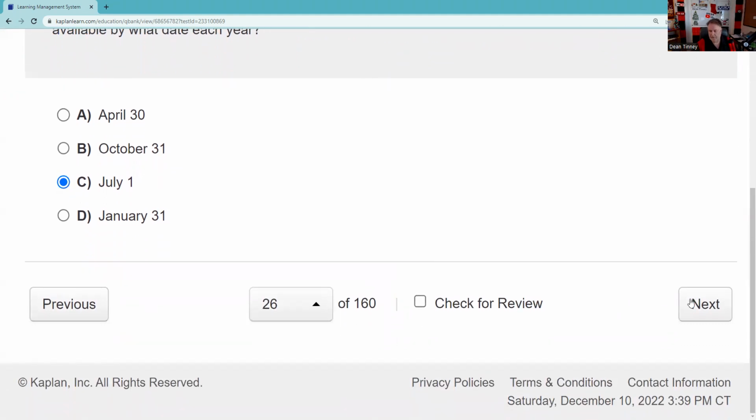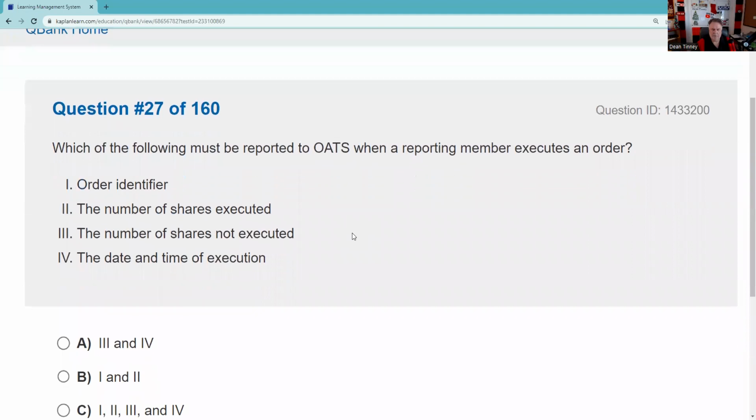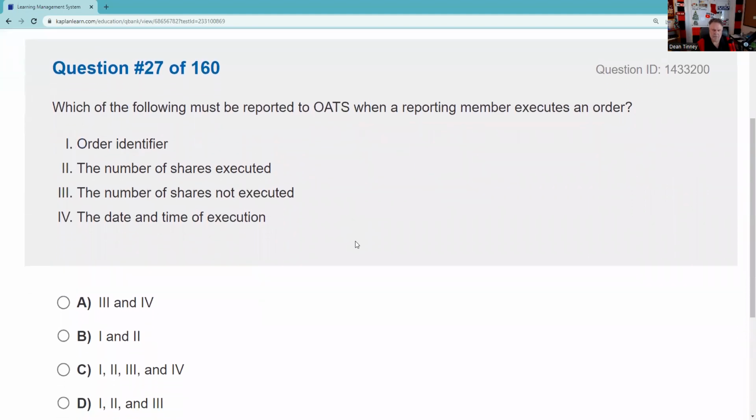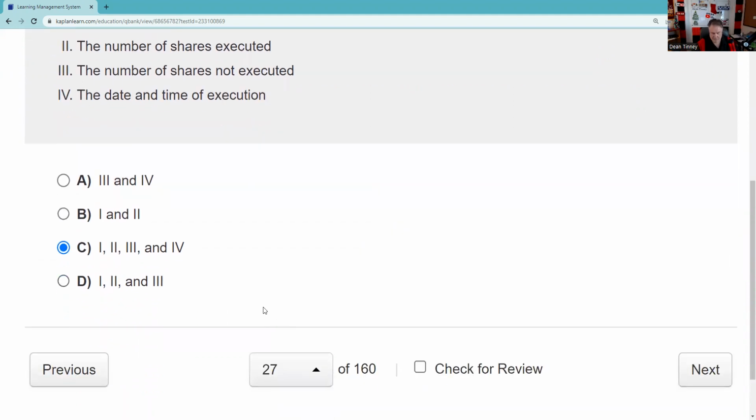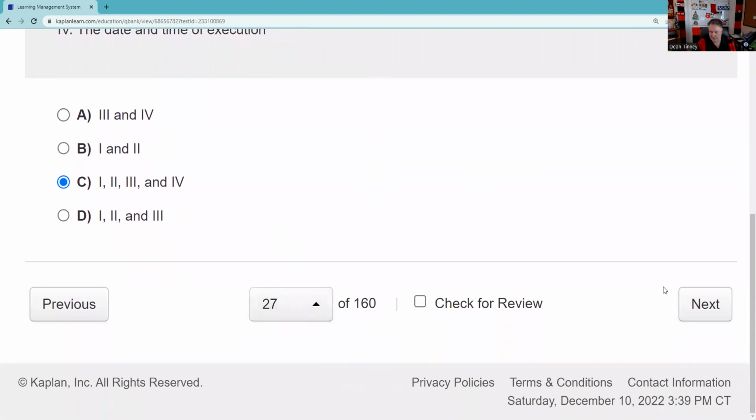Question 27. Which of the following must be reported to OATS? OATS has gone bye-bye, but its replacement does these same things. It's to track orders to make sure there's no shenanigans going on, right? So it's 1, 2, 3, and 4, to make sure we're not making up some artificial timeline of some sort. Again, I wouldn't worry about that, except knowing we have responsibility to track the order of these systems from acceptance to execution.